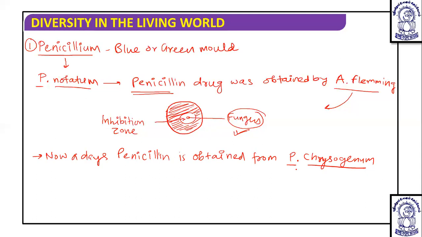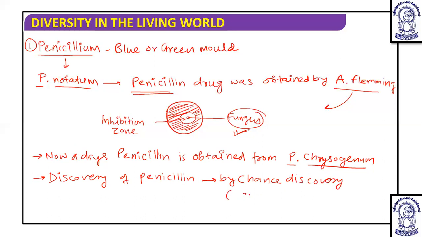Now this discovery, according to Alexander Fleming, is serendipity. This discovery of penicillin is a by-chance discovery. So it is known as serendipity. Okay. So this is about penicillin.